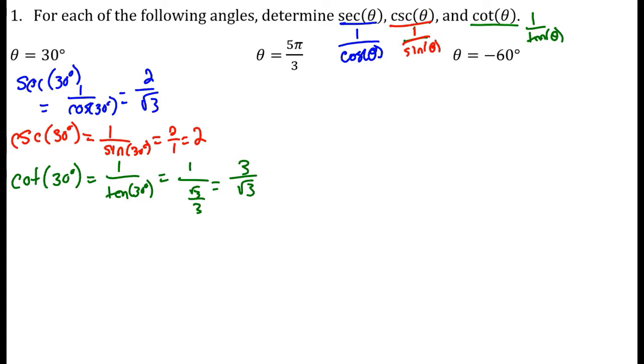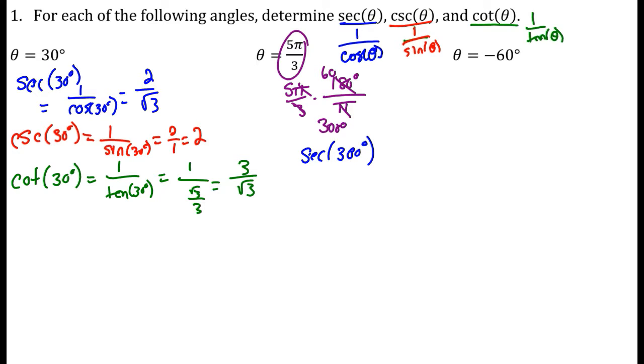Theta equals 5 pi over 3. We don't feel comfortable with radians, so let's get out of radians and back to degrees. We know there's 180 degrees in pi radians. 180 divided by 3 is 60. 5 times 60 is 300. So this is really 300 degrees. What is the secant of 300 degrees?